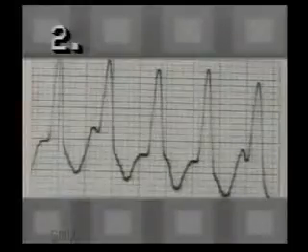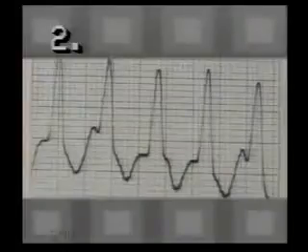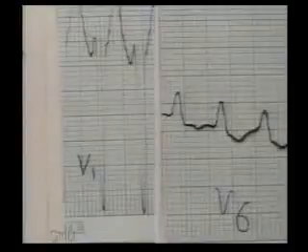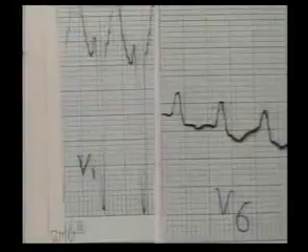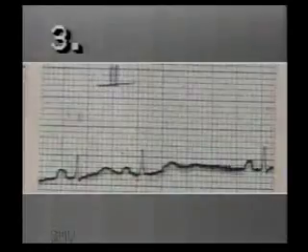This picture suggests ventricular tachycardia or supraventricular tachycardia with bundle branch block. RR interval is 9 millimeters, so the heart rate is 165 per minute. To differentiate the two conditions, see leads V1 and V6. A deep S wave in V1 and a broad R wave without Q wave in V6 tells us that this is left bundle branch block. So this is supraventricular tachycardia with left bundle branch block.